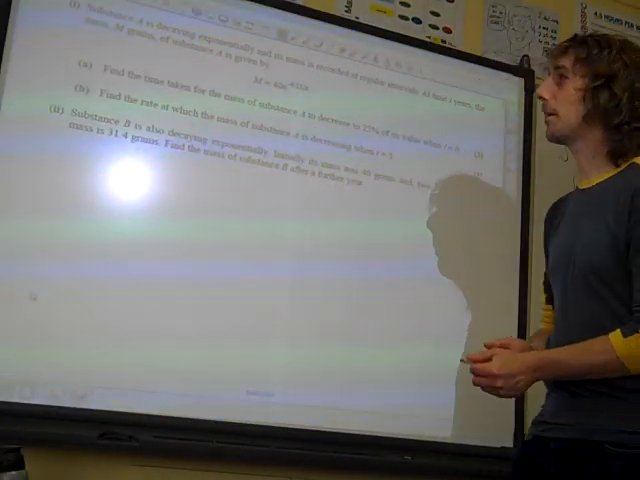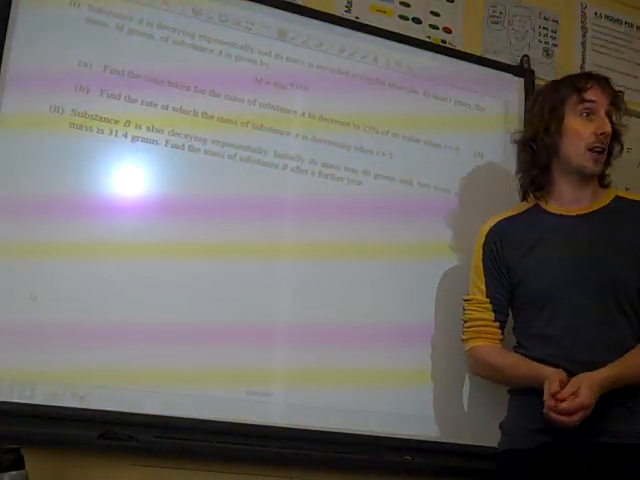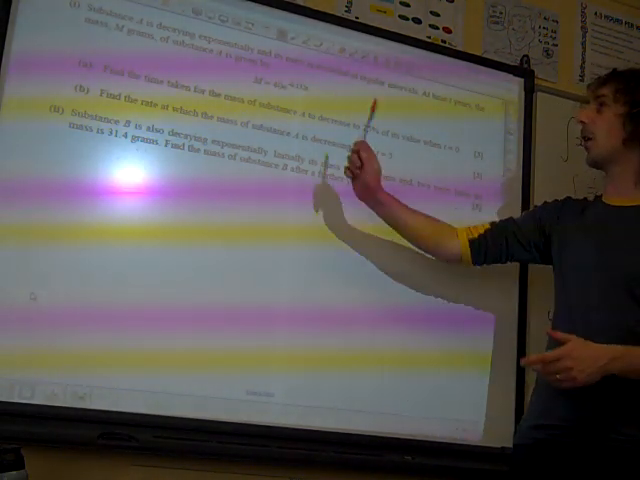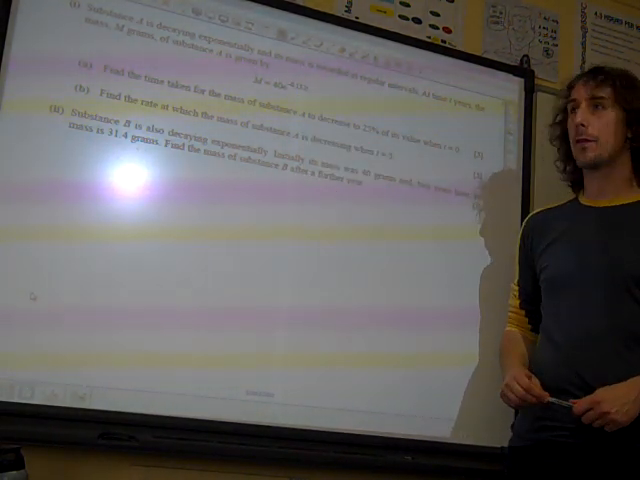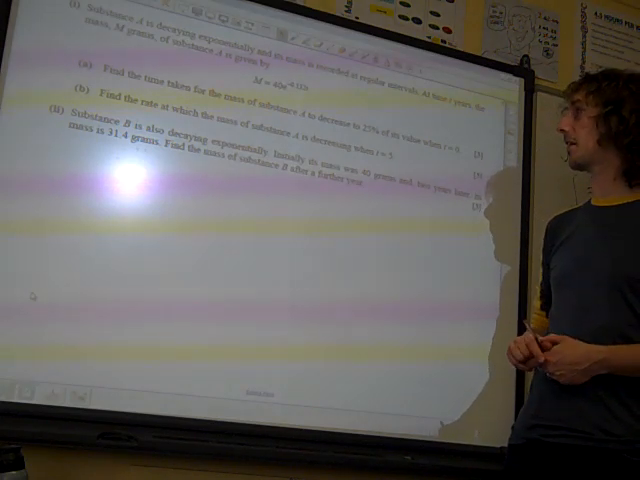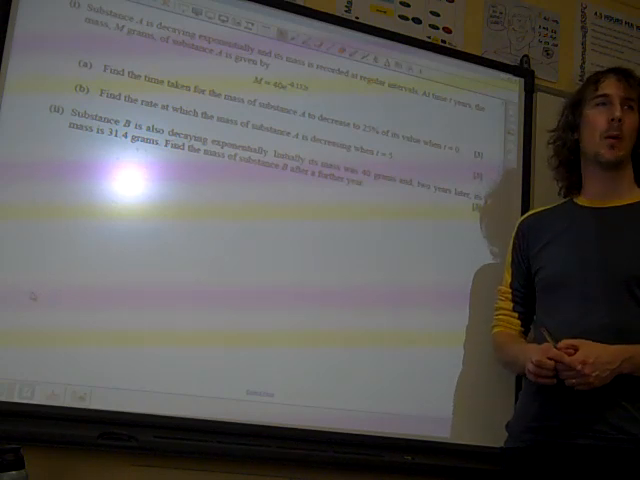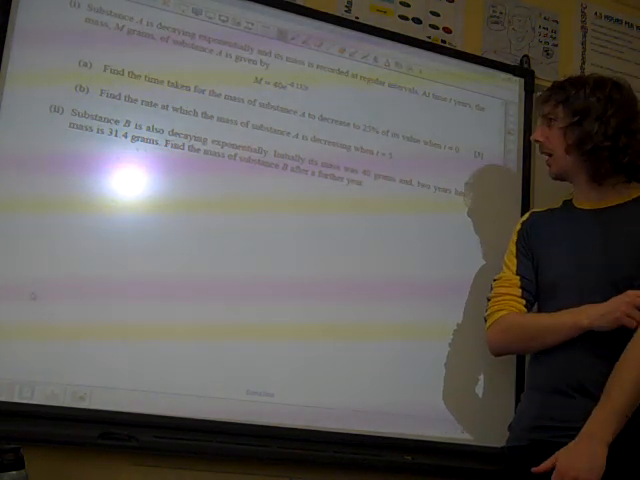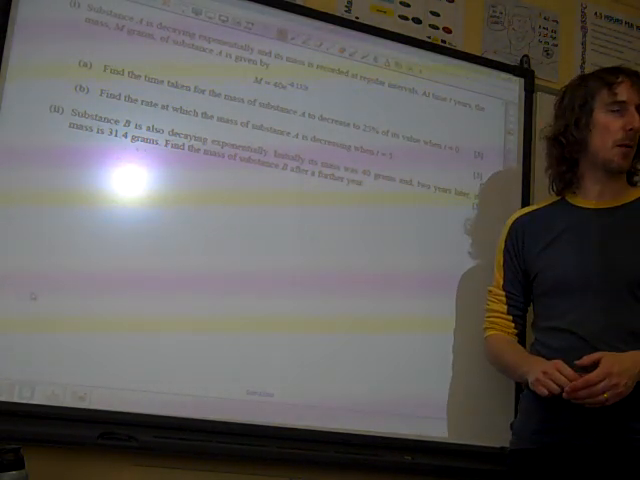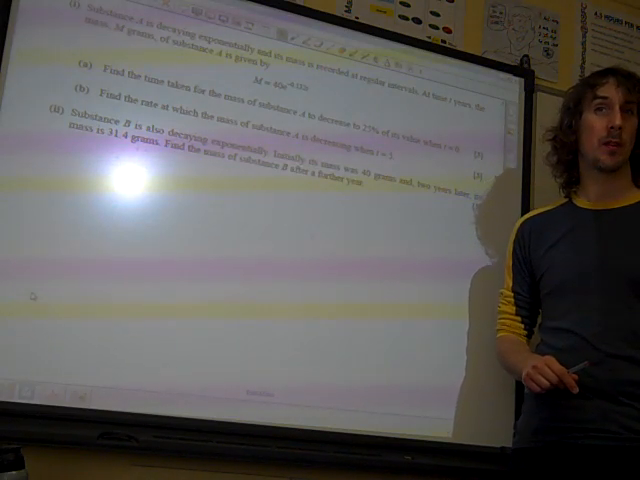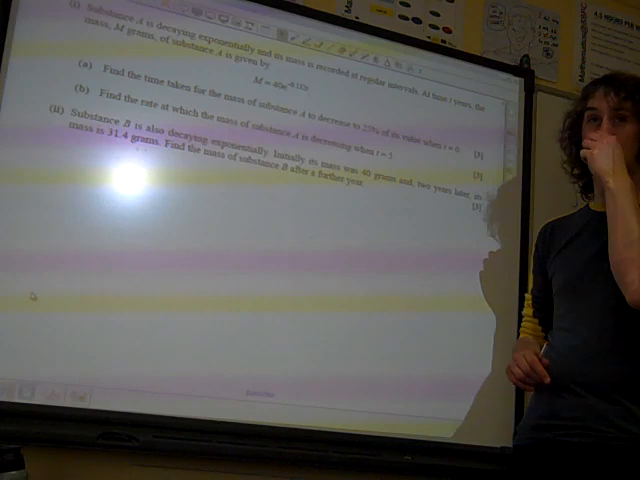Question 7 then. Substance A is decaying exponentially, and its mass is recorded at regular intervals, so we've got this function given. Find the time taken for the mass of substance A to decrease to 25% of its value. Well, hang on, it looks a little bit different to what we normally get, but there's not a big deal here. What's its initial value? 40. How do you know that, Harry?